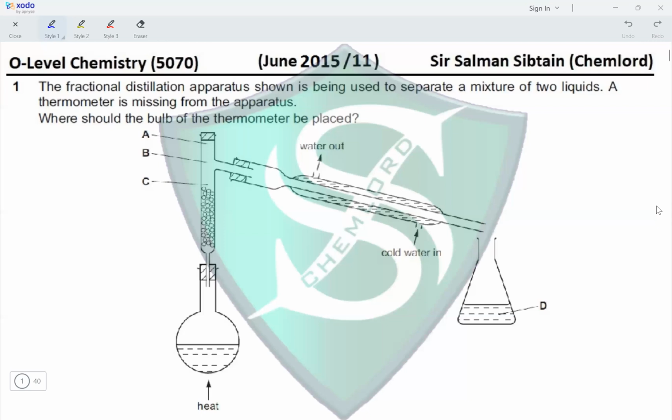So option A is a region above the point where the vapor enters the condenser. B is the point at which the vapor enters the condenser. C is below the point at which the vapor enters the condenser. And D is the point where the liquid has already been collected in a conical flask. So we need to measure the temperature at exactly the point at which the vapor enters the condenser, which makes option B the correct option for this question.